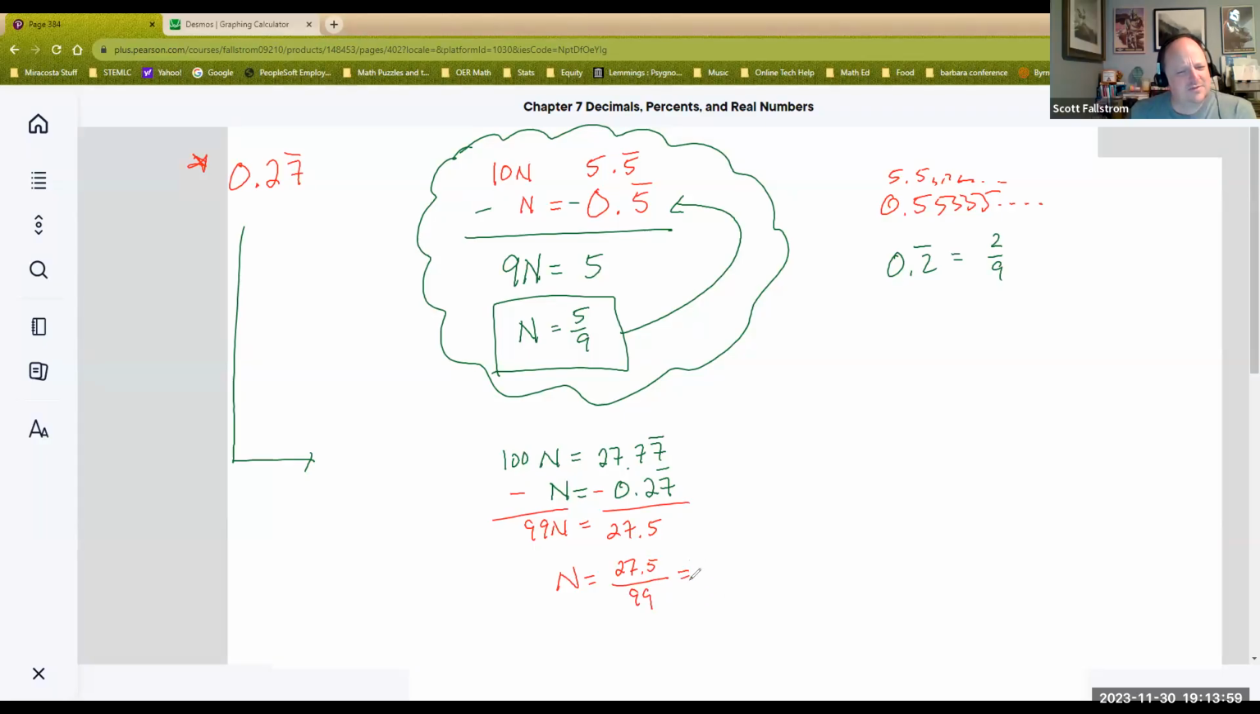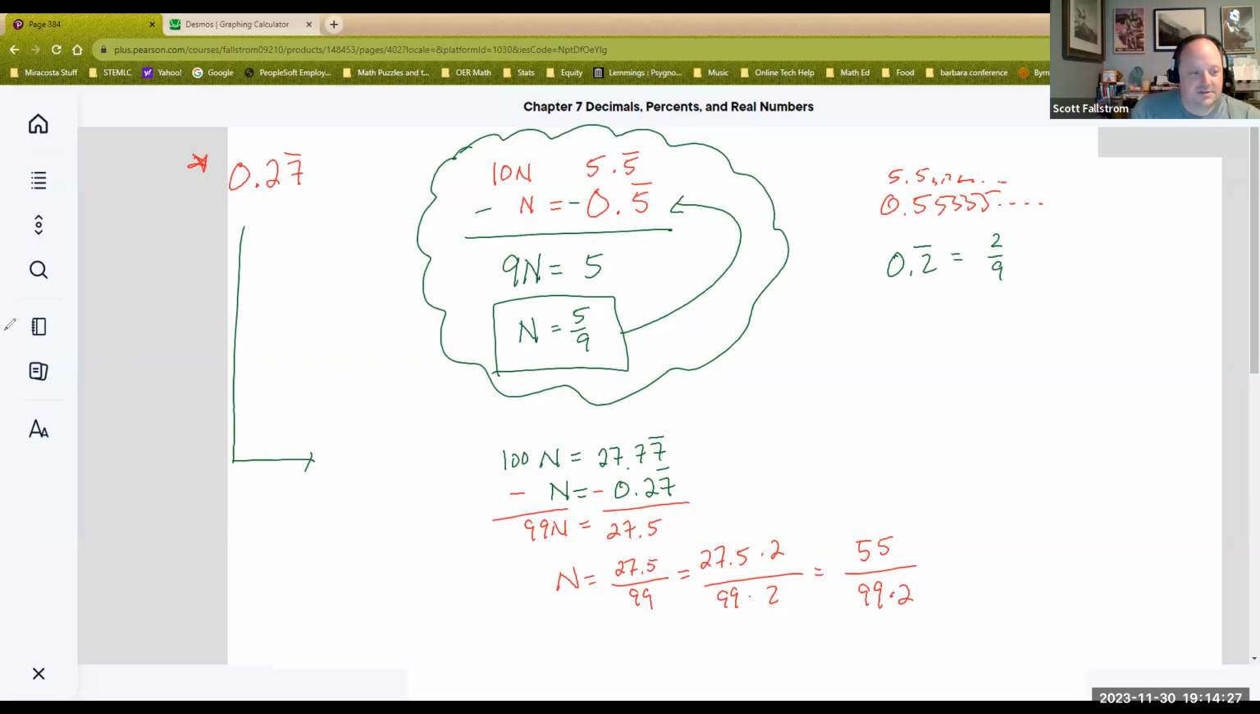Not the world's greatest fraction, mostly because I have a decimal mixed into it. Typically what we would do is take that as a 1/2 and I would floff it. So 27.5, I'd multiply by 2. And on the bottom, I'd multiply by 2 as well. And then this would be 55 over 99 times 2.